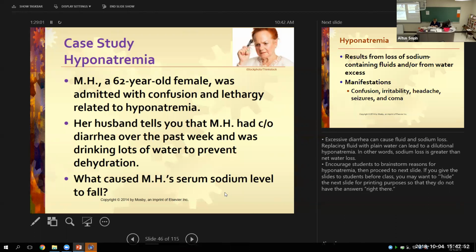So make sure you're reading through there. Of course, if we have problems with our sodium levels, we need to be monitoring the sodium levels very closely, okay?